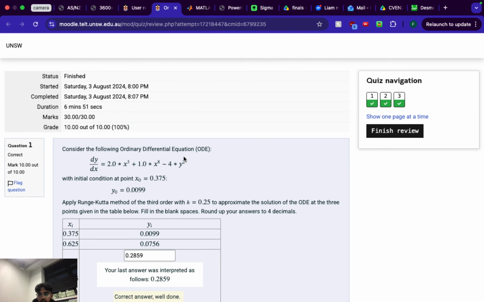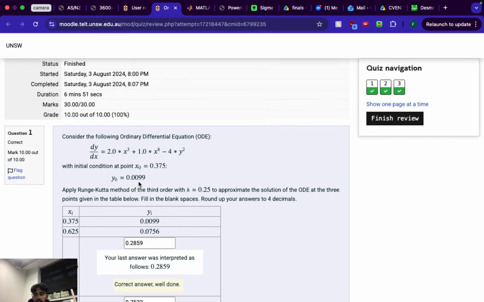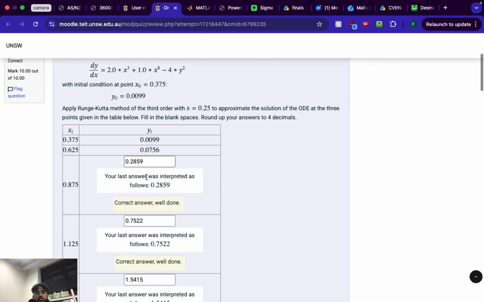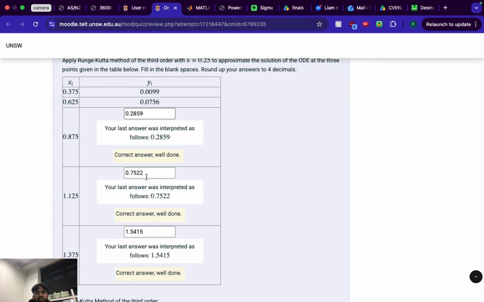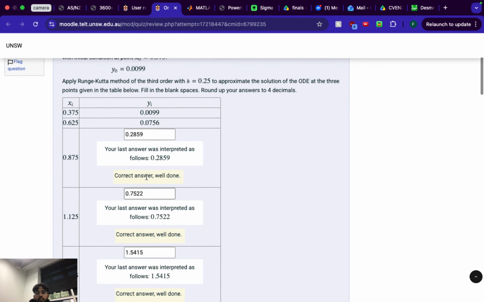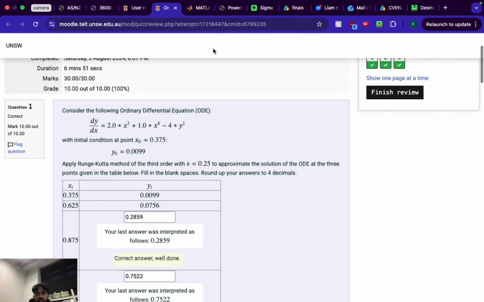Okay, cool. So consider the following ODE. Your initial point is at x = 0.375, y is 0.0099. Apply the Runge-Kutta method with third order with the given h to figure out my y values. The x values you don't have to figure out, they've already given us the step. Alright, let's figure out the y values. Okay, hopefully this works.